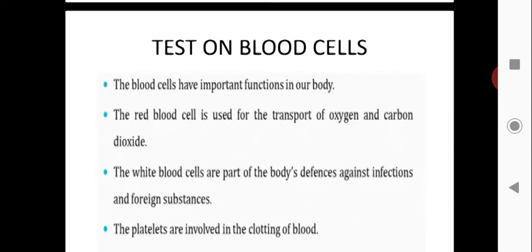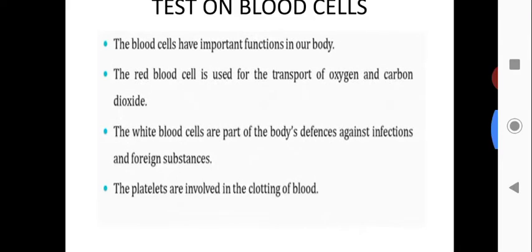The white blood cells protect the body from external viruses or external infections. The platelets are involved in the clotting of blood. So this is the basic thing which you will be knowing, and it will be dealt with in your 10th standard.